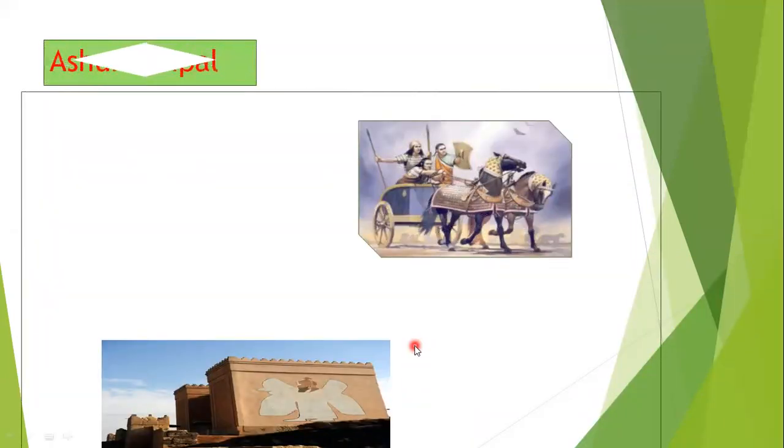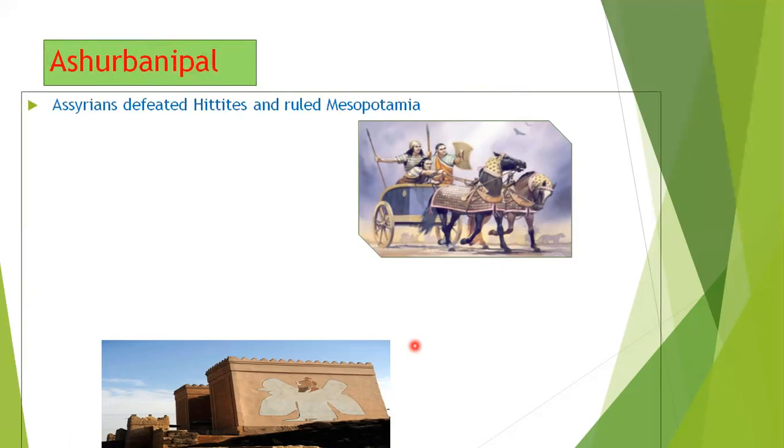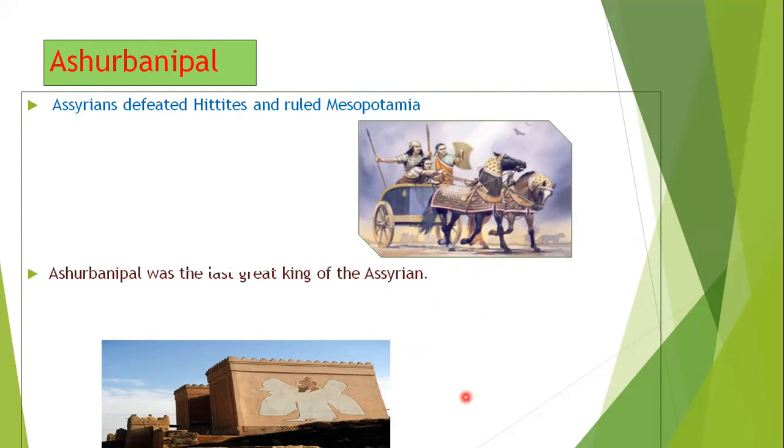Next, children, after Hammurabi comes Ashurbanipal. Who is Ashurbanipal? Ashurbanipal defeated the Hittites and ruled Mesopotamia. He was a very famous king, and he was the last great king of the Assyrians. Who is the last great king of the Assyrians? That is Ashurbanipal. Ashurbanipal was the last greatest king of the Assyrians.